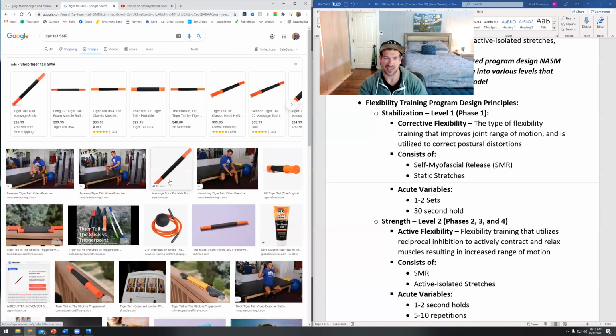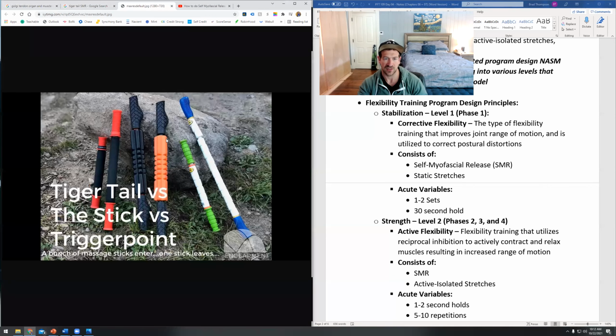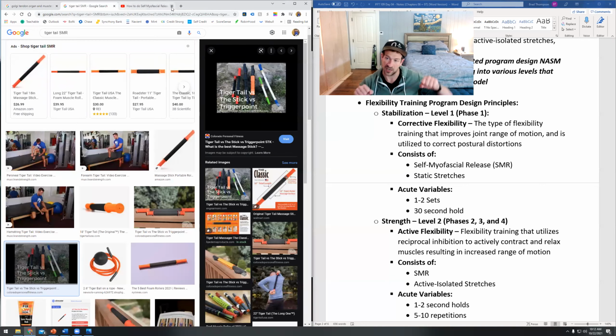Which is this little stick here. You'll sometimes see there's a lot of different product versions out there. The tiger tail is the orange one. I can't remember what the stick... Yeah, I think that's what it's literally called, the stick, but that's this version here with the little beads. And then there's whatever that one is, but they're all good. They all work really well, and it's like a rolling pin.